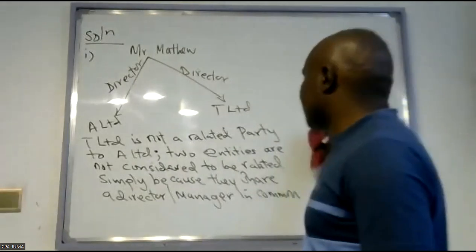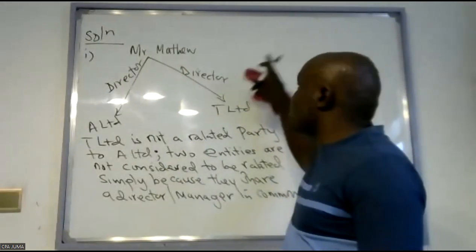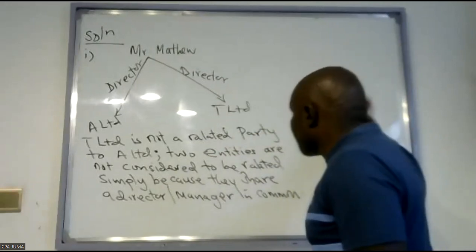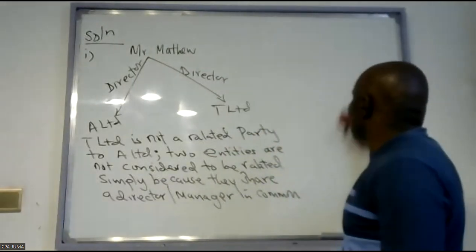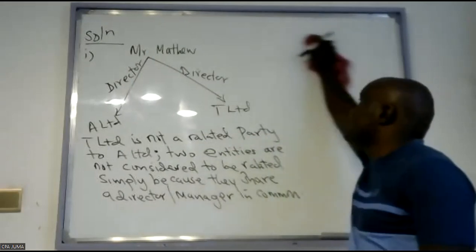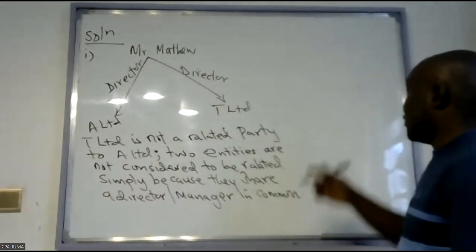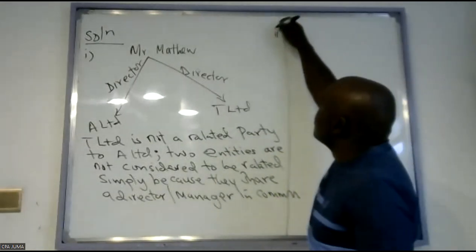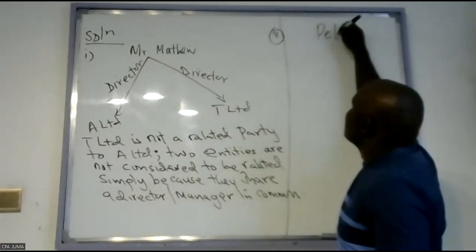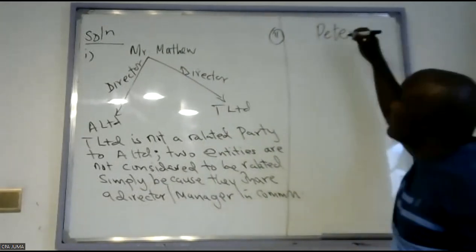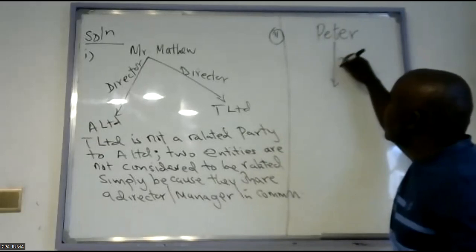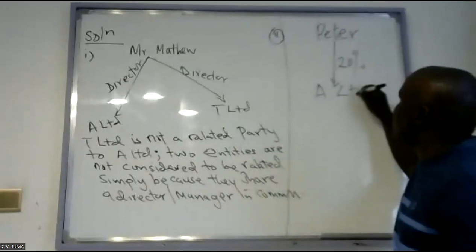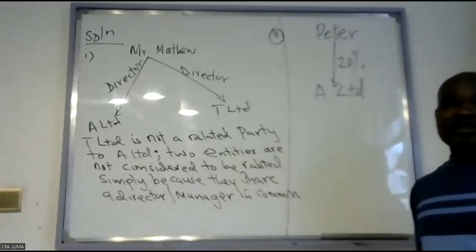So let's have that analysis. Professor, I hope you have taken the screenshot for that. So we are going to that solution 2. Or even I can do it here. So for Roman 2, you say here, Peter, 20% shareholdings in A Limited. That's how the structure should look.